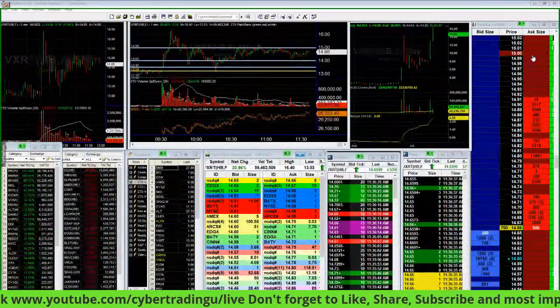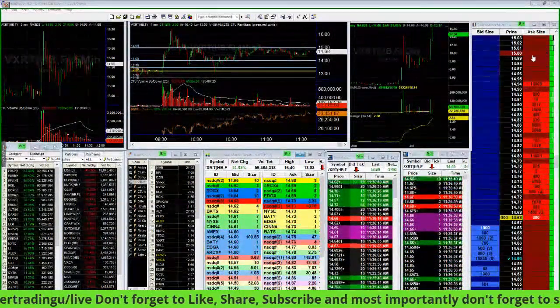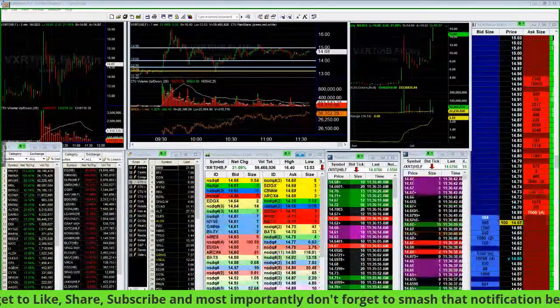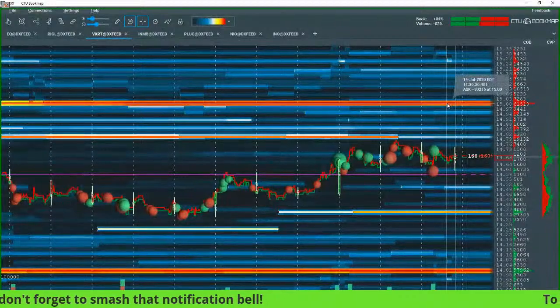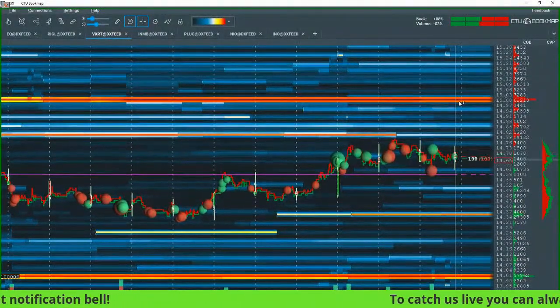I don't want to waste too much time watching this if it's not going to make that pop up towards 15 again. At least from Bookmap's perspective, you can see some volume on the offer currently at 15 bucks. 62,000 share seller.